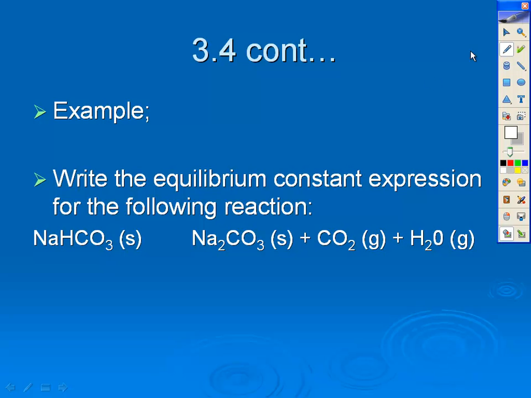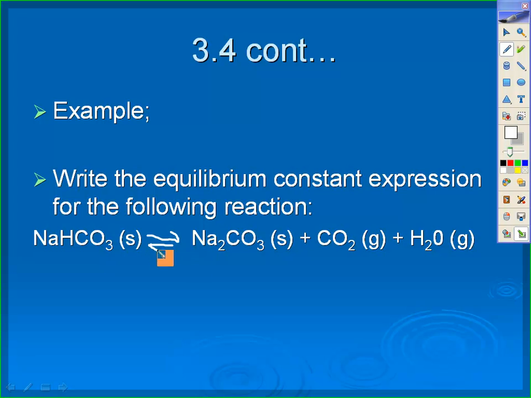So here's an example. It says write the equilibrium constant expression, remember that's one of those terms for finding our KEQ, for the following reaction. So I have a reversible reaction, and I have some sodium bicarbonate. Looks like it's decomposing into sodium carbonate, carbon dioxide gas, and water vapor. And what you have right here, if we find KEQ, is going to be called a heterogeneous equilibrium, as opposed to a homogeneous equilibrium, because you have different phases that exist.